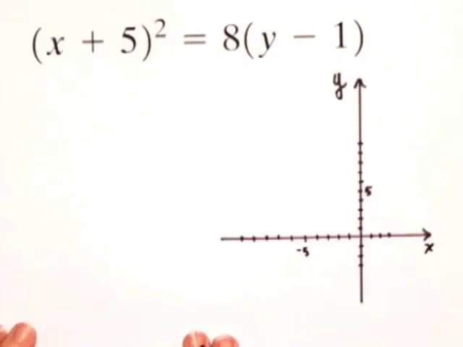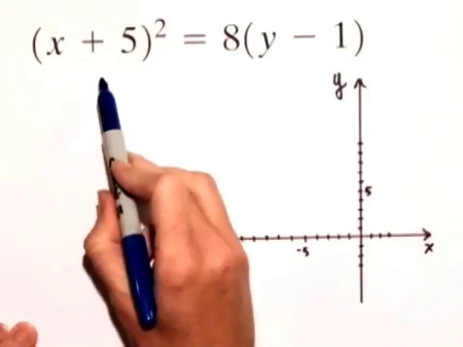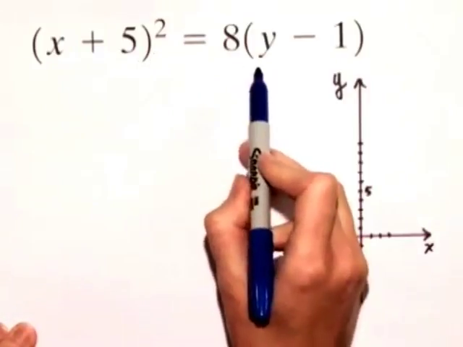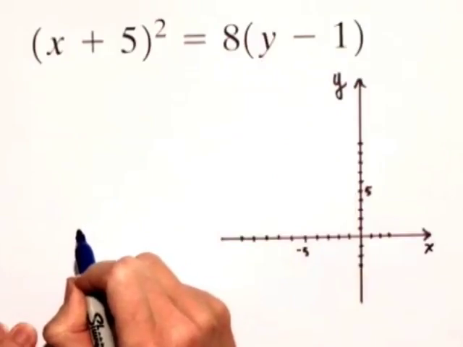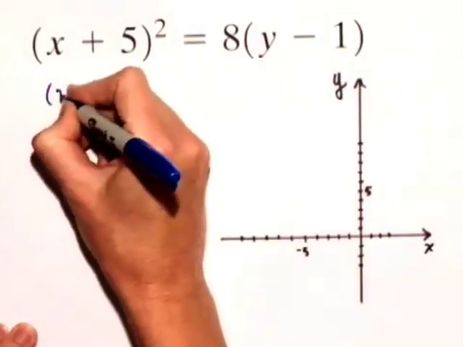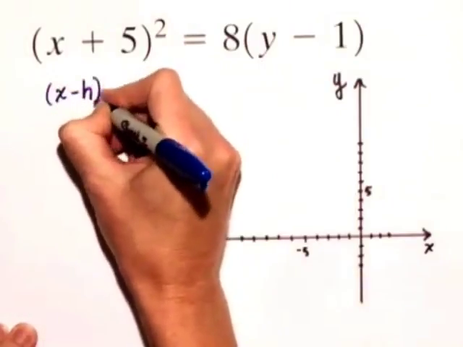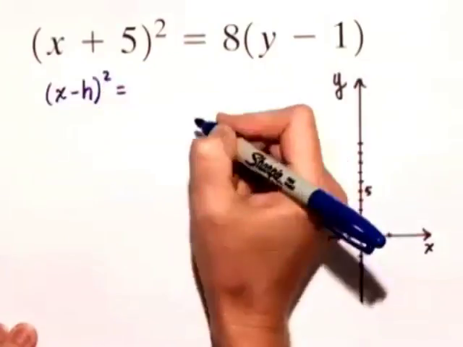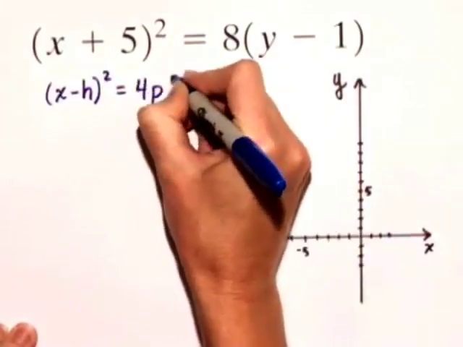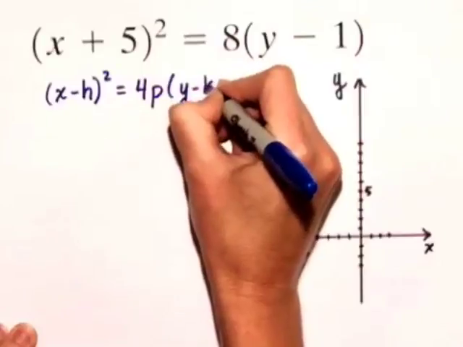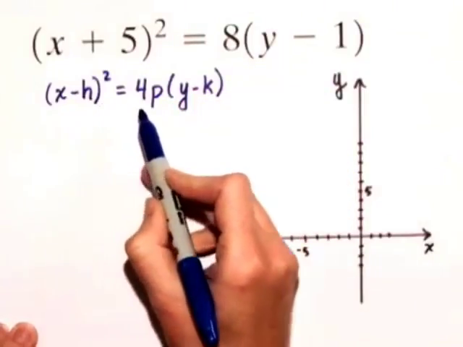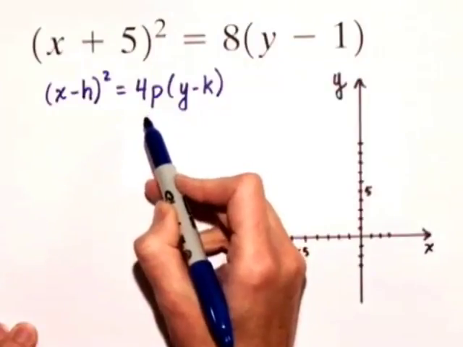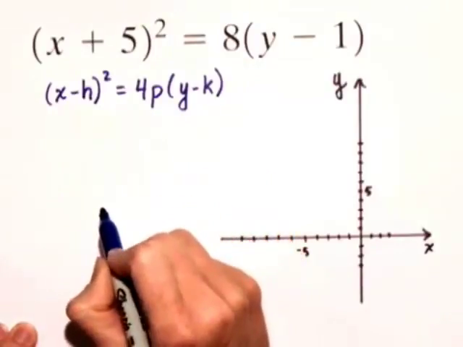For this problem, we'll graph a conic section. Notice we have an x squared term on one side and a y to the first power on the other side. So this is of the form (x minus h) quantity squared is equal to 4p times the quantity (y minus k). When we have one of our terms squared and the other one not, we know that this is the equation of a parabola.